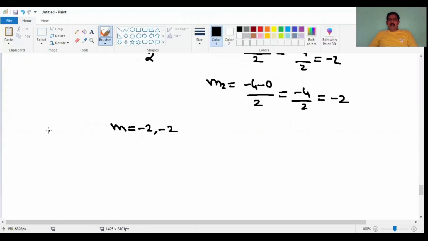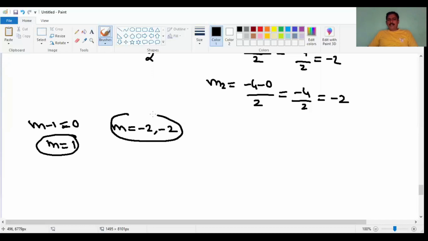Here we already have one more term, m minus 1 equal to 0. From that we will get one more root, m equal to 1. So this root will be different, and these two roots will be the same.